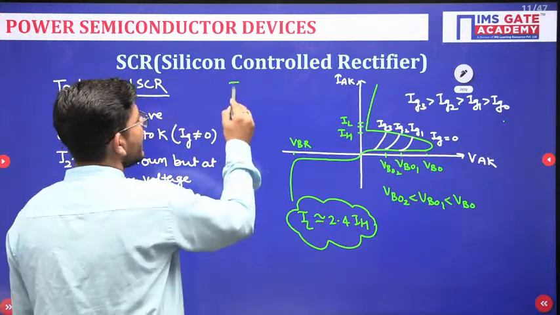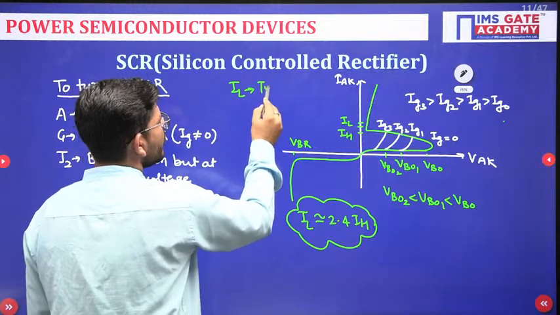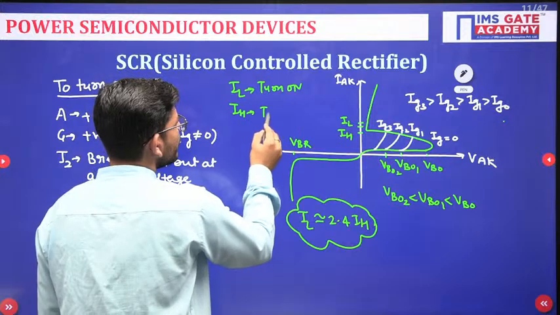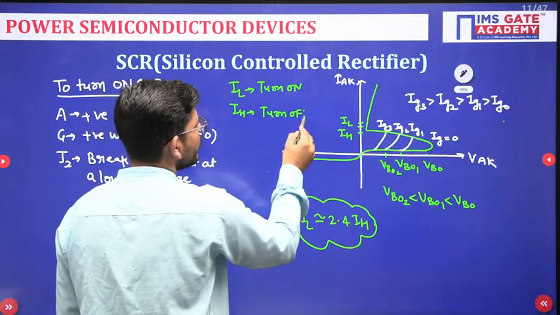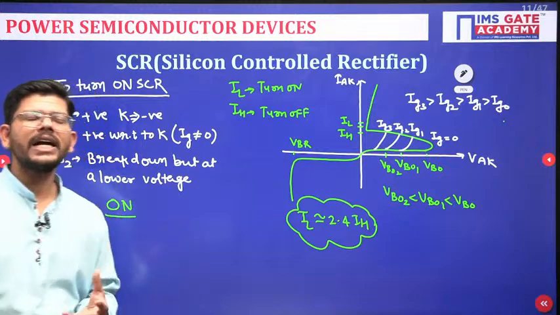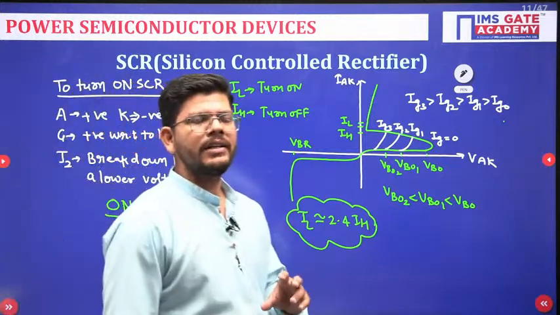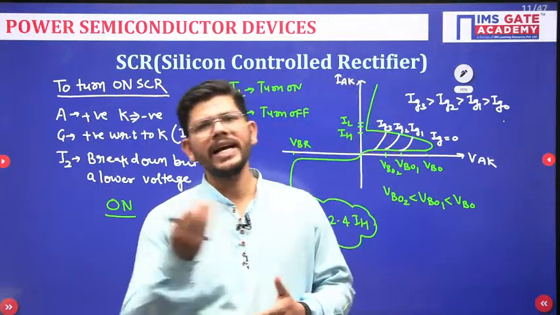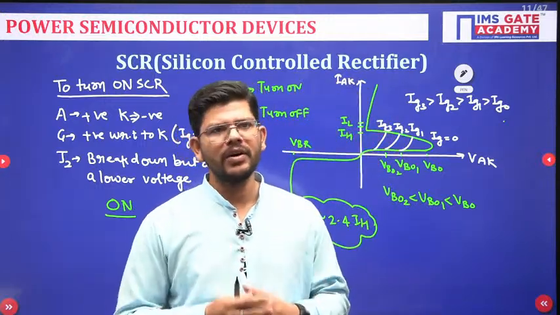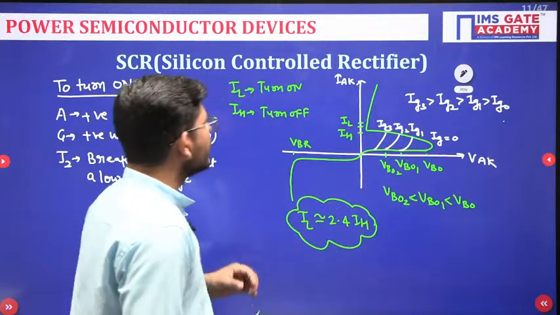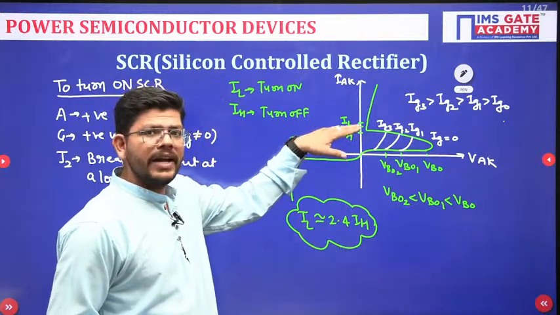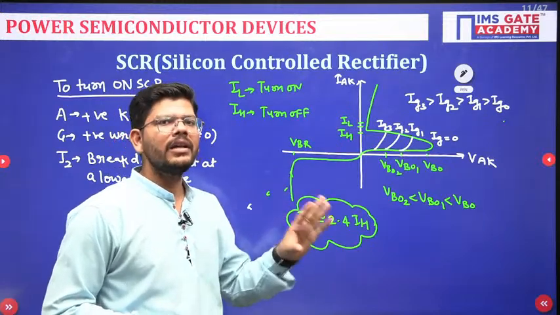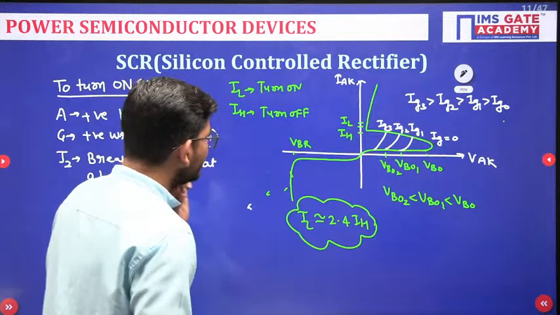The latching current is related to the turn-on process, and the holding current is related to the turn-off process. The latching current is the minimum current that the device should attain in order to come into the on state properly. After that, if you remove the gate signal, the device will still remain in the on state. The holding current is the current below which the device should fall in order to come into the off state by applying the negative voltage as well. So these are the two currents.